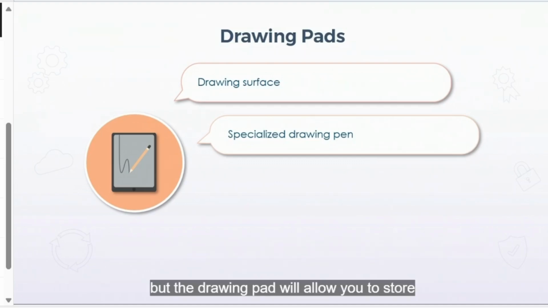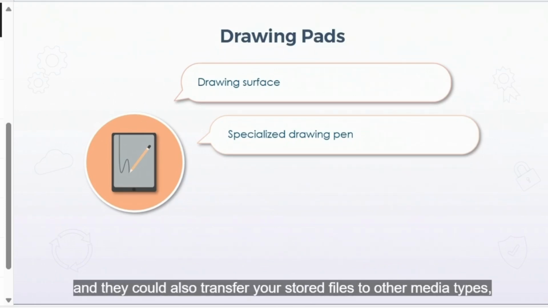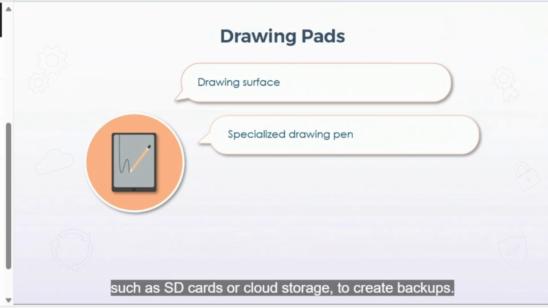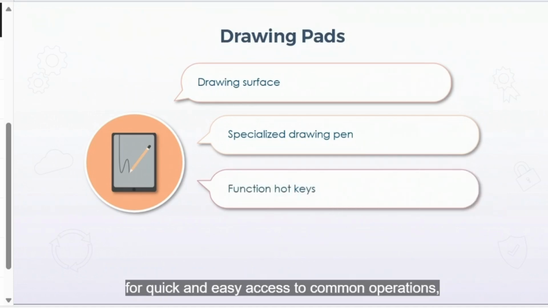But the drawing pad will allow you to store a tremendous amount of drawings depending on the storage capacity of the unit, and organize them into directories for easy access, and they could also transfer your stored files to other media types such as SD cards or cloud storage to create backups. Some models may also have several function keys for quick and easy access to common operations such as starting a new drawing, saving an existing one, or accessing a color palette.